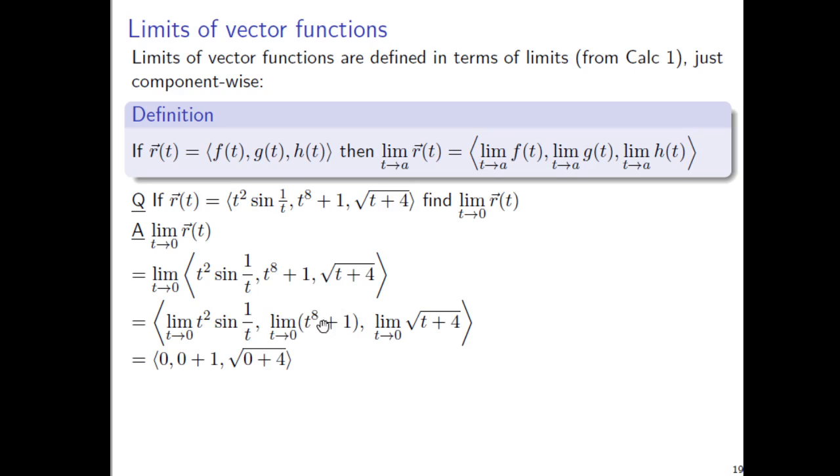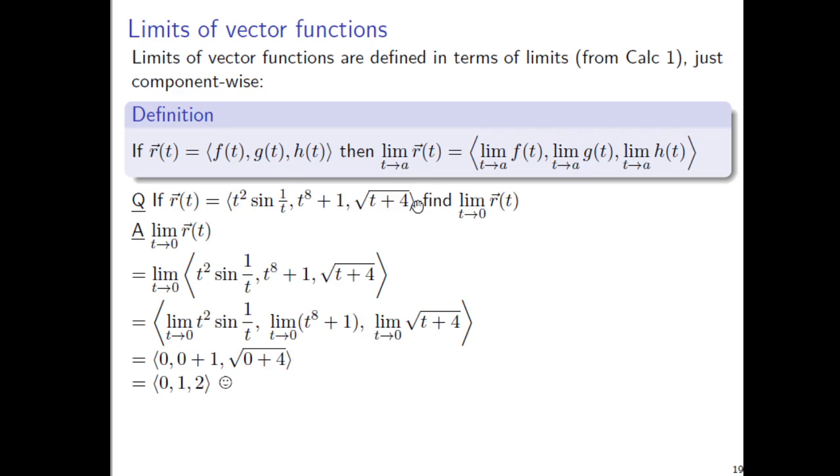And then the limit of this polynomial, t to the eighth plus 1, for a polynomial, a continuous function, it's what the Stewart calculus book calls the direct substitution property. You get 0 to the eighth plus 1. And then this radical function, root t plus 4, is continuous at t equals 0. So due to continuity, we can just substitute in here and get root 0 plus 4. So in the end, you get the vector 0, 1, 2.